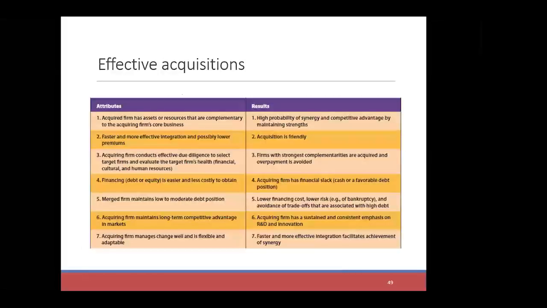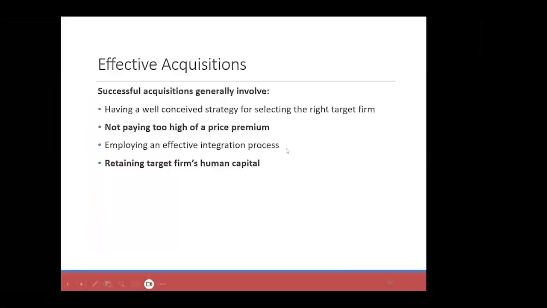So what are good M&As? What are successful M&As? Let's see what are successful M&As. One is that you do not pay too high a premium. Second is that you do not fire too many people from the target firm, because they have worked in that firm and in that sector for a very long time. They're important brains. You do not want to lose those important brains, right?